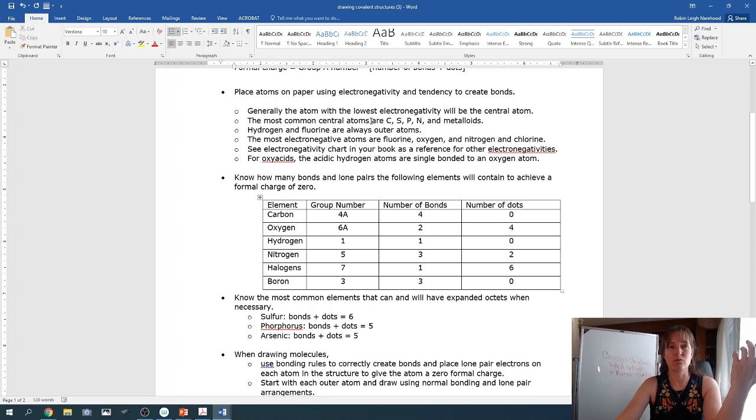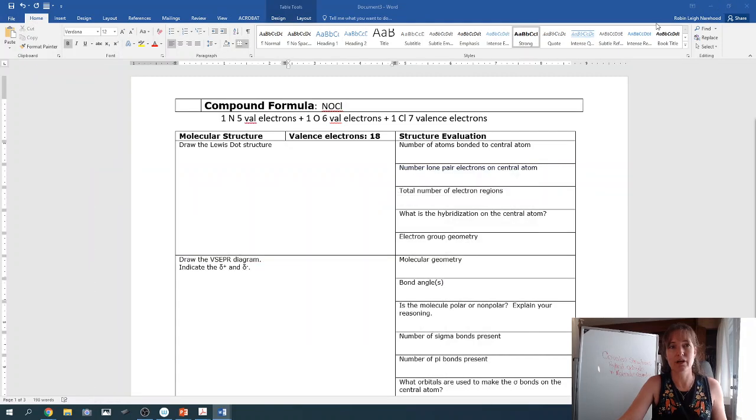The other way that we can look at this, the most common things that are central atoms are carbon, sulfur, phosphorus, nitrogen, and the metalloids, in that order. And so if carbon is present, it will be a center atom. If sulfur is present, it would be if carbon wasn't. Nitrogen is right here. Nitrogen likes to be in the center with several atoms bonded to it because it likes to form 3 bonds. And so nitrogen would go in the center, and oxygen and chlorine would go around it.